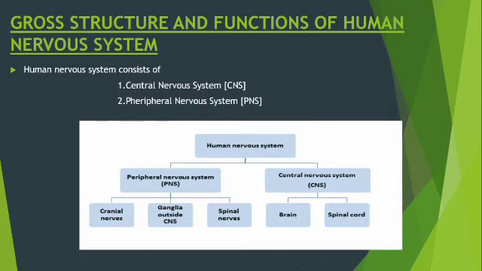Now let's learn about the gross structure and functions of the human nervous system. The human nervous system consists of central and peripheral nervous systems. In vertebrates, the brain and the spinal cord form the central nervous system. Nerves and ganglia form the main components of the peripheral nervous system.